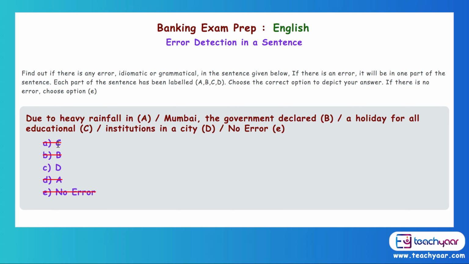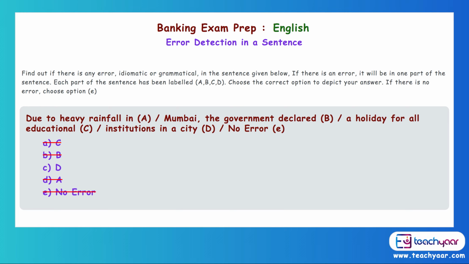Now what is the mistake? We are talking about a particular place, Mumbai. So when the government declares a holiday, it is for institutions in Mumbai, in that particular place. So when you use an article, you have to use the definite article. So when you say institutions in a city, it is very vague. It is an indefinite article. So instead of that, what do you have to say? Institutions in the city. So that is where the error comes.